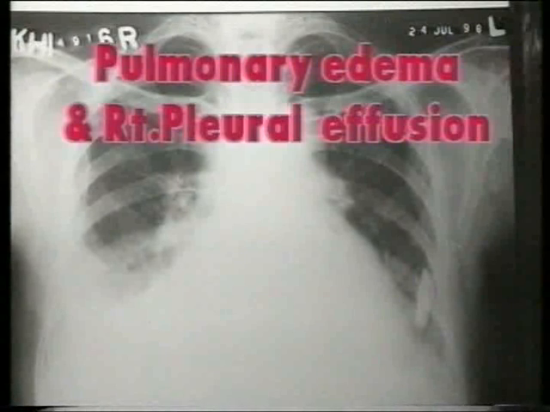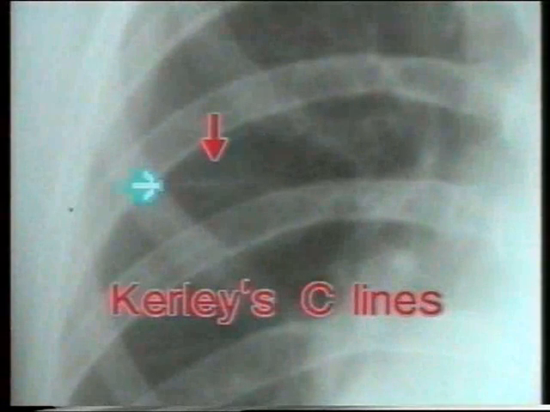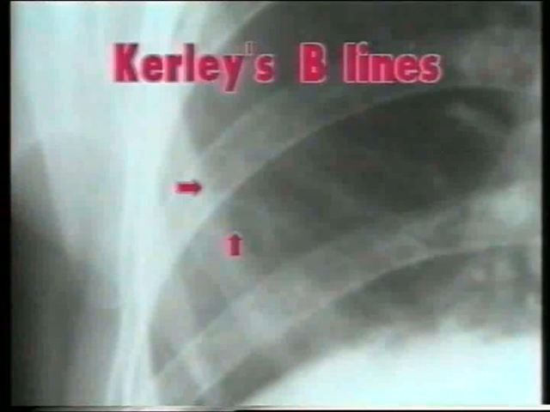Now we will have a look at the Kerley's lines or lymphatic lines. Note this thin line in the mid zone. This is a Kerley C line. And this horizontal lymphatic line 2 centimeters long above the right costophrenic angle is Kerley B line.